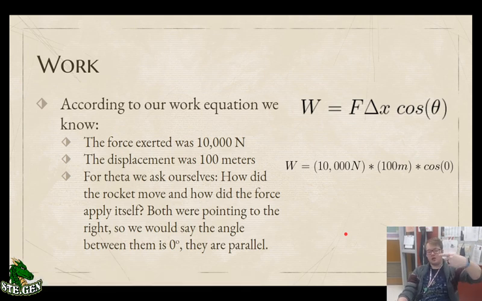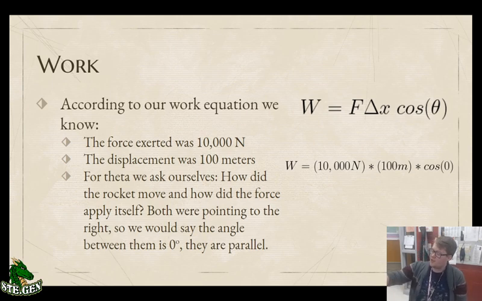And so it's moving to the right, and our engine is going to the right. So they're going the same direction. They are parallel to each other. That means the angle between them would be 0. There's no angle between the force and the movement that it has undergone. So we'd end up with 10,000 times 100 times cosine of 0.